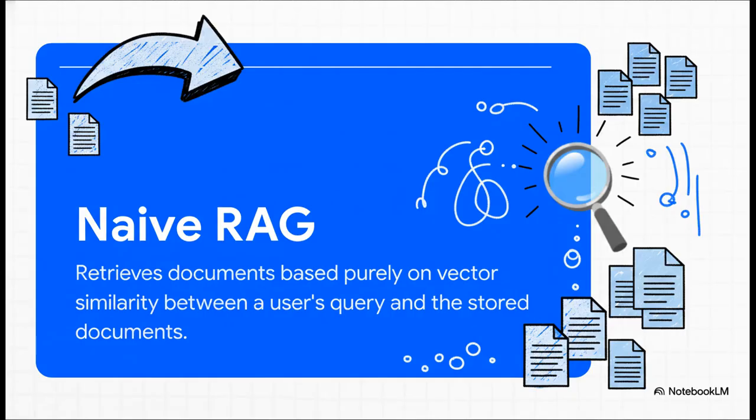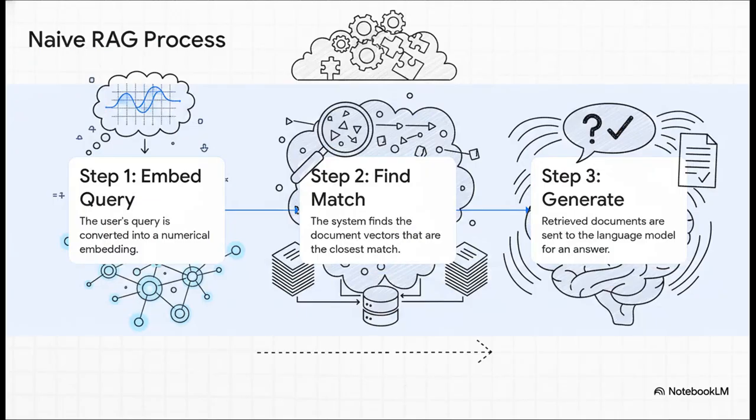So what is it really? At its heart, naive RAG is beautifully simple. It just looks for documents based on how similar a user's question is to the data it has stored. It's a direct comparison of meaning, nothing more. And the process is a pretty clean 3-step dance. First, the user's question gets turned into numbers, an embedding. Second, the system hunts through its database for the document vectors that are the closest match. And finally, it feeds those documents to the language model to whip up an answer.